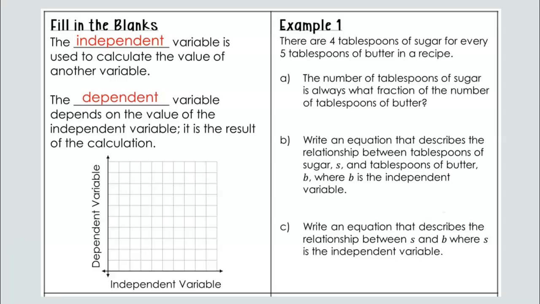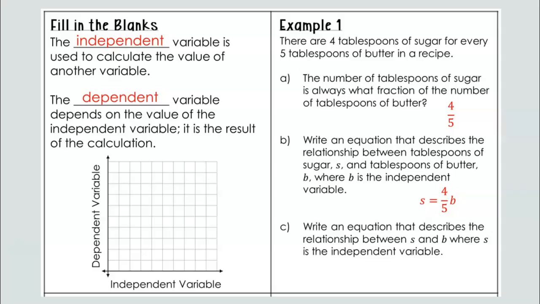Example 1. There are 4 tablespoons of sugar for every 5 tablespoons of butter in a recipe. The number of tablespoons of sugar is always what fraction of the number of tablespoons of butter? This is 4/5. Sugar is first, then the butter. Write an equation that describes the relationship between tablespoons of sugar, S, and tablespoons of butter, B, where B is the independent variable. This becomes S equals 4/5 B. B is the independent, and S is the dependent, so it is the answer to the equation.